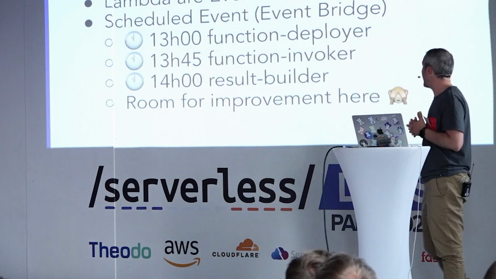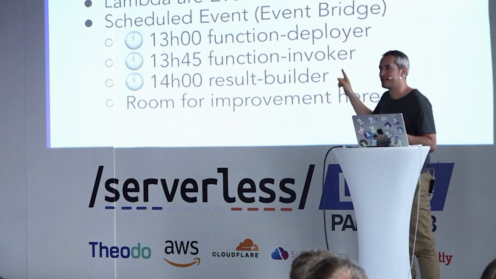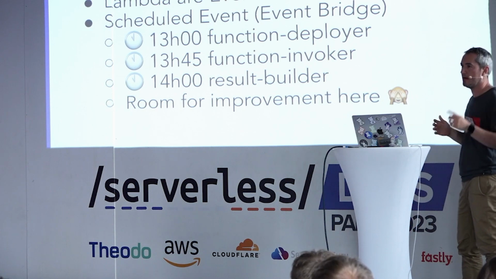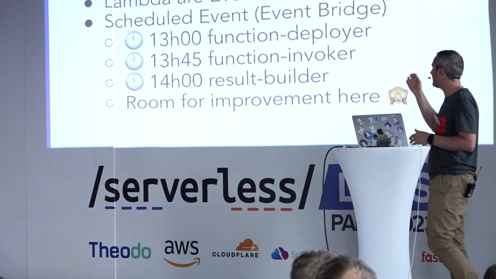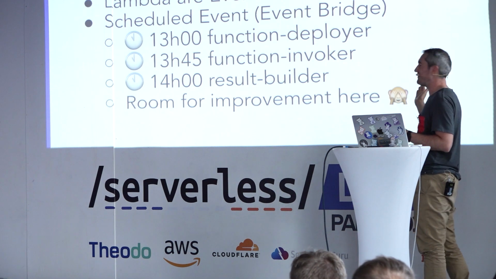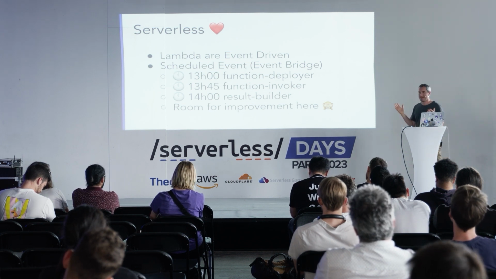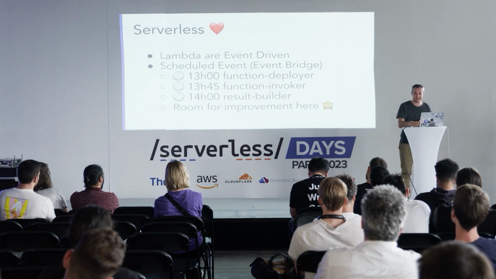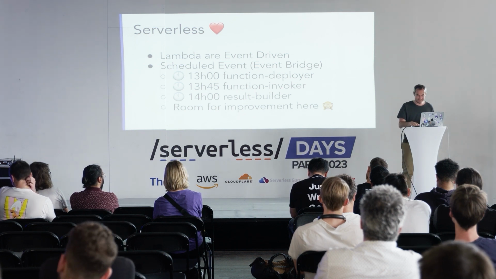Then we need to run it. And from the previous talk, we will see that I'm also scheduling events. This may be improved. But at 1 p.m. every day, 1 p.m. Montreal time, the event will invoke function deployer. At 1:45, it will invoke, and at 2 p.m., we will call the result builder. So definitely, we can be a bit smarter about timing, but it's working fine. Maybe someday 15 minutes won't be enough, but there is room for improvement. The project is open source, so if you feel adventurous, feel free to create a PR.